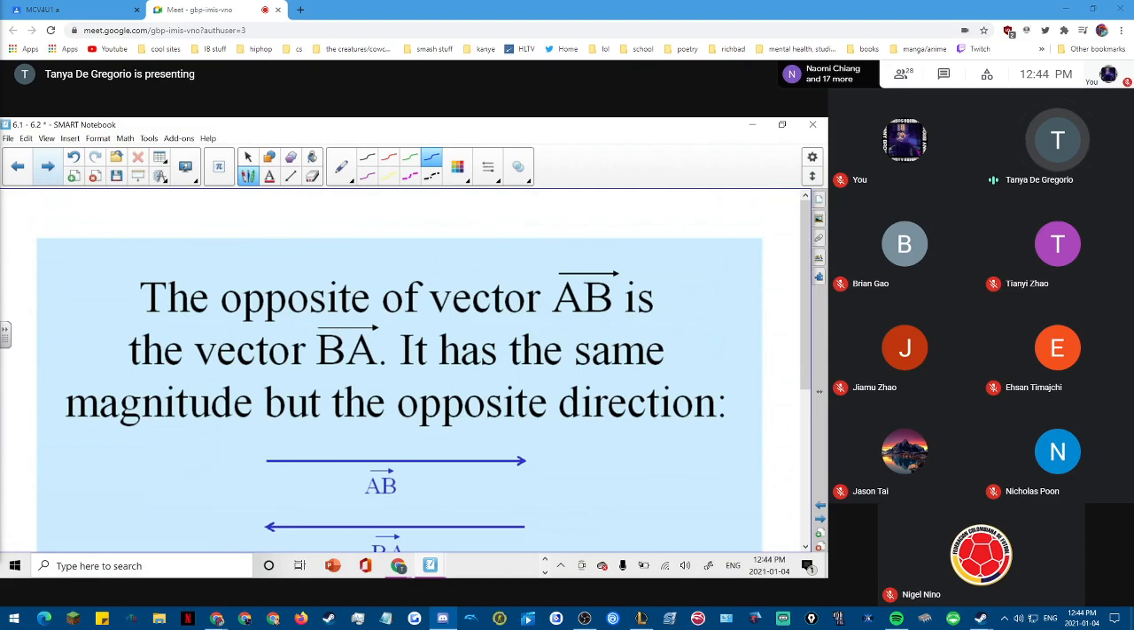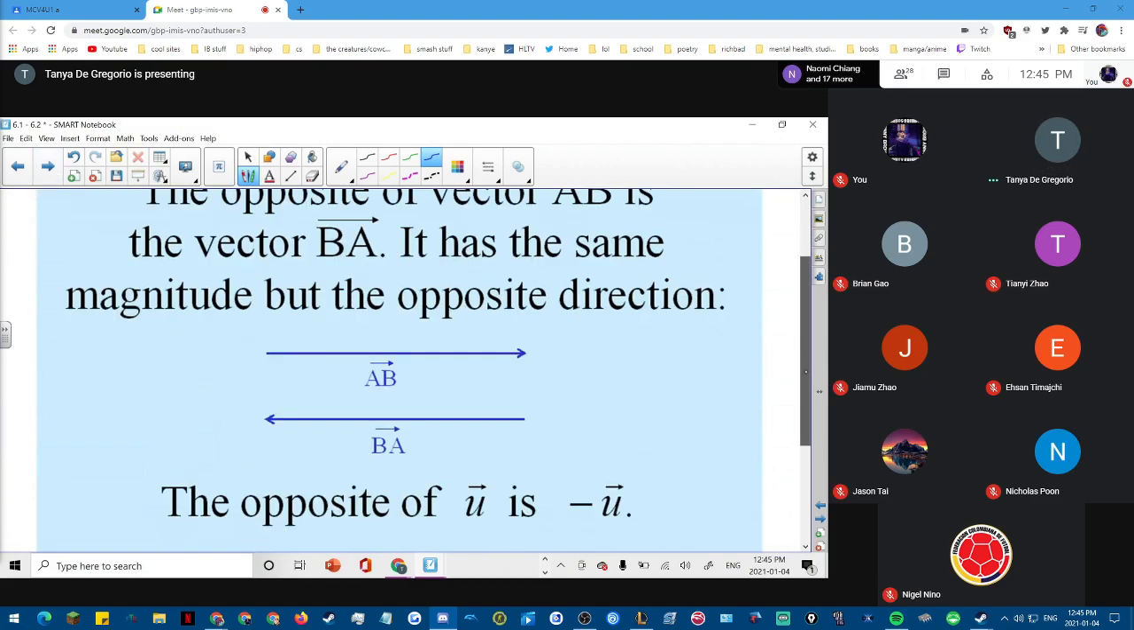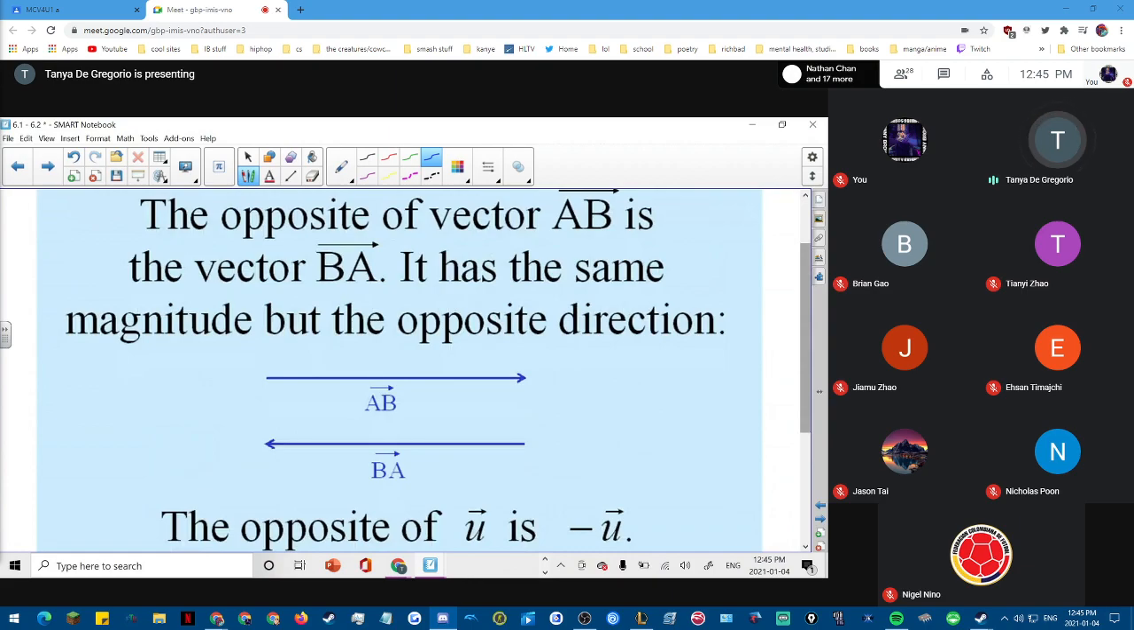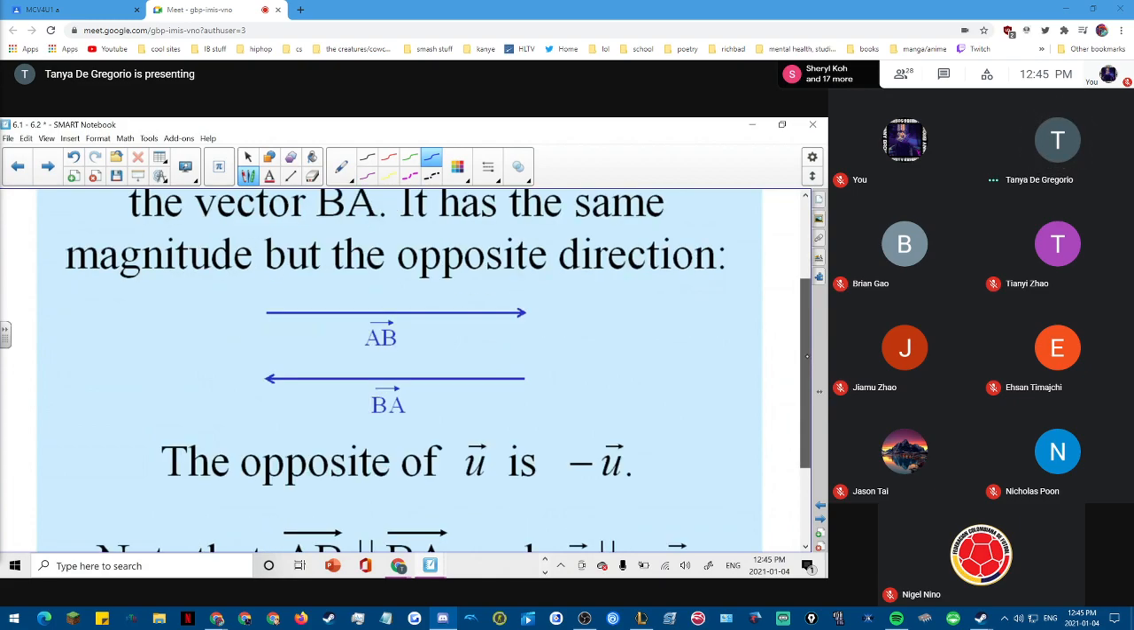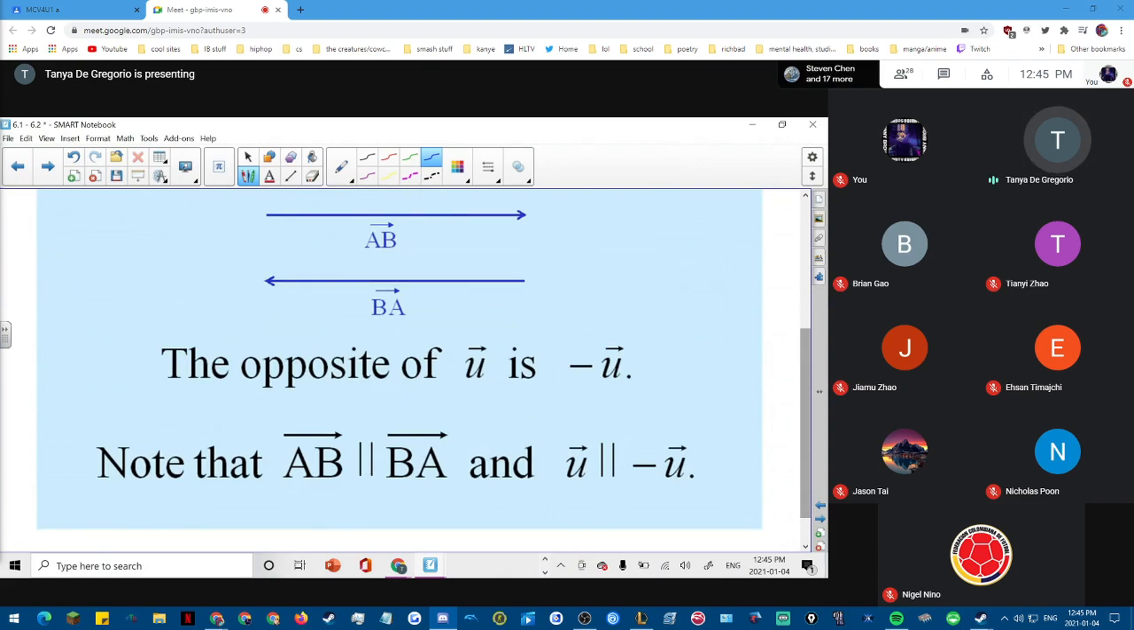The opposite of vector AB is vector BA. So, are they the same? Well, they have the same magnitude, but they are not the same vectors because they go in different directions. Vector AB goes one way, BA is now parallel to AB, but it's going in the opposite direction. The opposite of vector U is negative vector U, and again, it's the same concept. If this is U, then negative U is parallel to it, but it runs in an opposite direction. Note that AB is parallel to BA and vector U is parallel to vector negative U, as I just showed you.